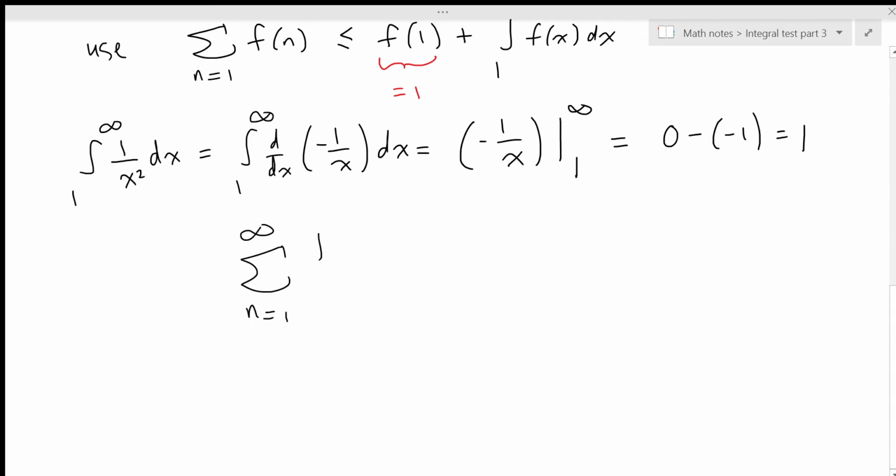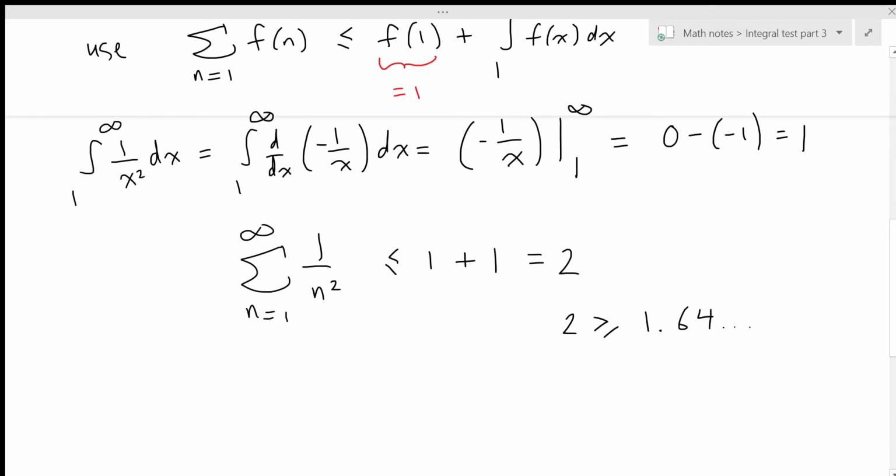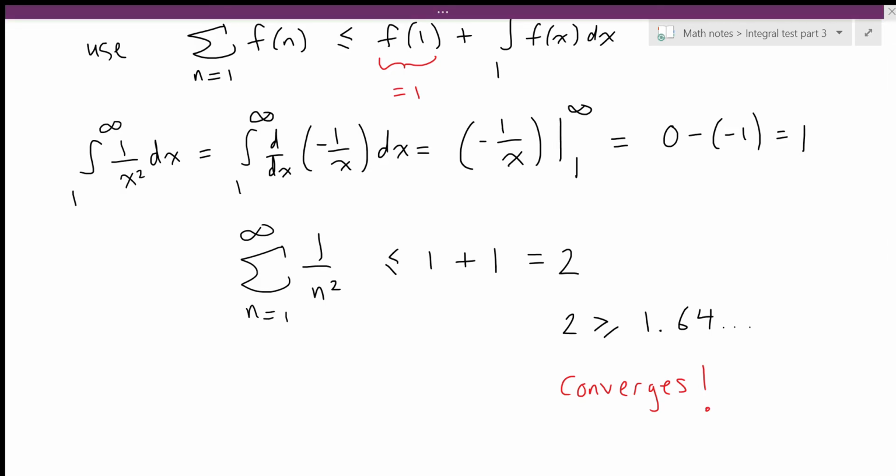The sum from 1 to infinity of 1 over n squared is less than or equal to 1 from the f of 1, plus 1 from this integral, which is equal to 2. And you can see that 2 is greater than or equal to the exact value, 1.64... So the integral test worked for us, and it shows us that this series converges. Now we're going to move on to our second example.